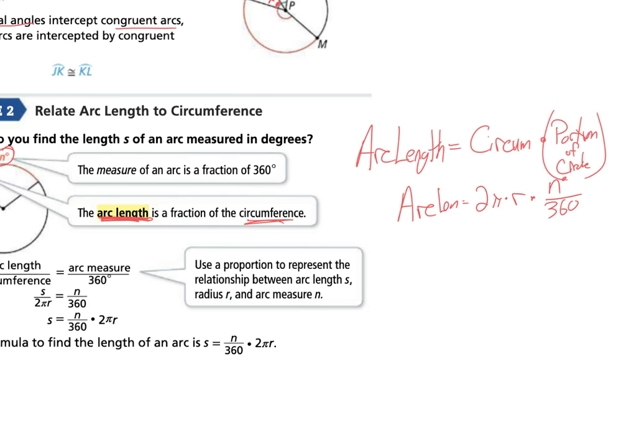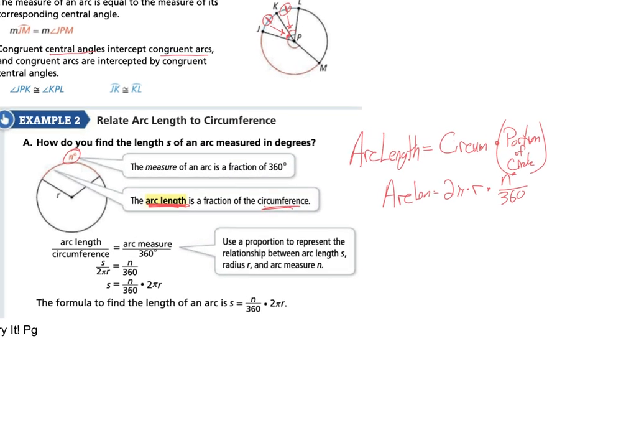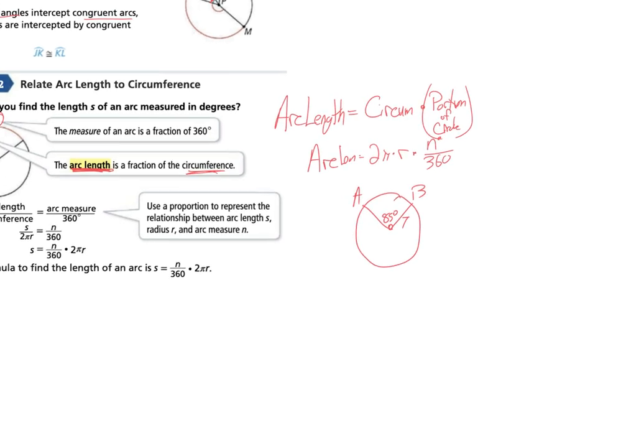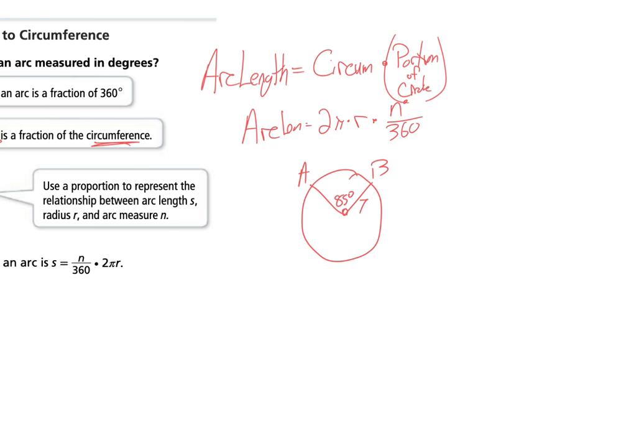So if we have a circle and let's say this is 85 degrees with a radius of 7, we can find the arc length. So 2 times pi times our radius times 85 degrees over 360. Now this part just makes sense. If we had half the circle, 180 over 360, then we would expect to have half the circumference. We have 85 360ths of the circle, and so we expect to have that much of the circumference.